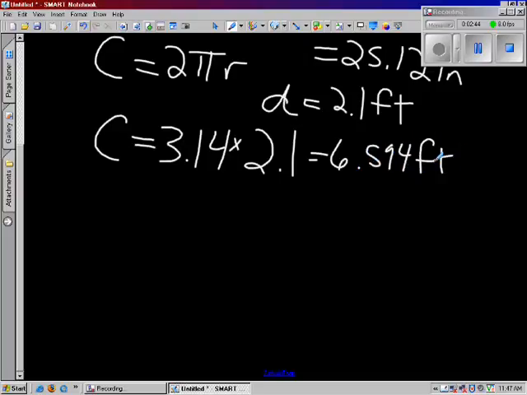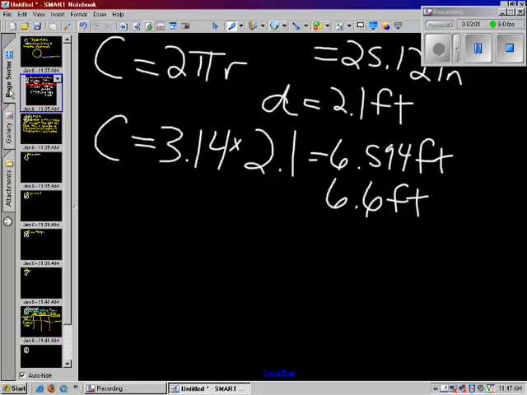Yes, you are welcome to round this to 6.6 feet. I prefer you don't round to the nearest whole number. That cuts off quite a bit. Decimals really do hold quite a lot of weight, so we don't want to cut them all off. So finding circumference really isn't too difficult.